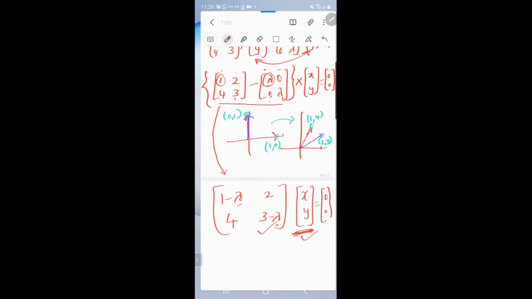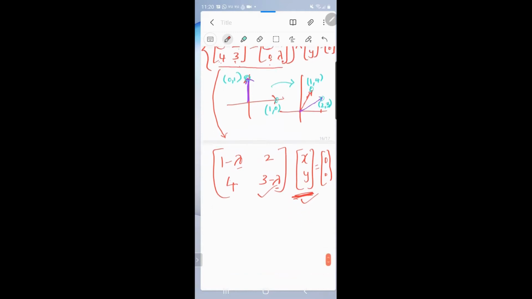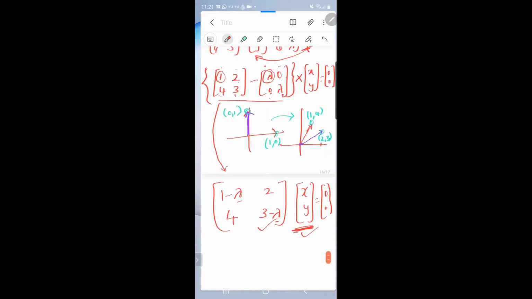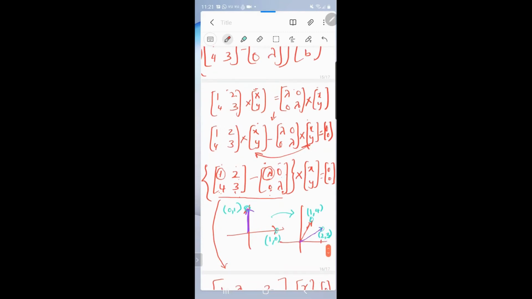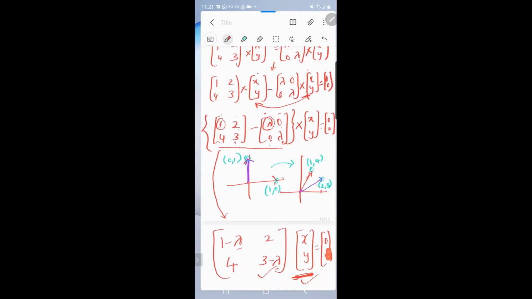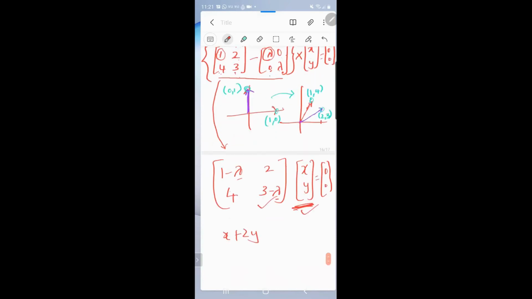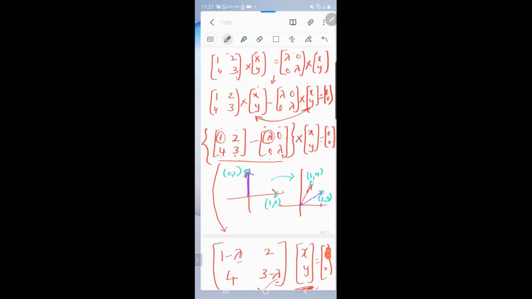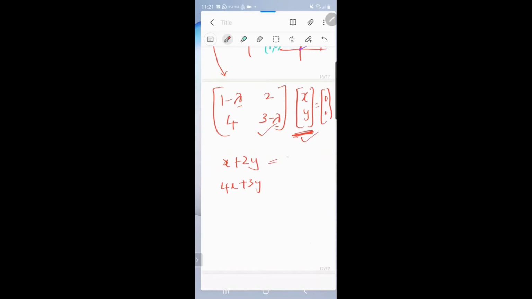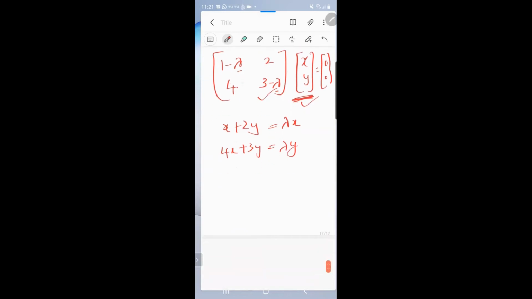Okay. So now Shruti Satya asked a question. Isn't this going to be something? So let's see what is that something. I have 1, 2, 4, 3 times x, y, which gives x plus 2y and 4x plus 3y, equal to lambda x, lambda y. If I do this, I have x times 1 minus lambda plus 2 times y, and 4 times x plus 3 minus lambda times y, equal to 0.